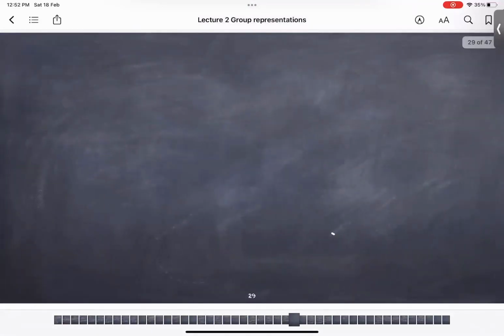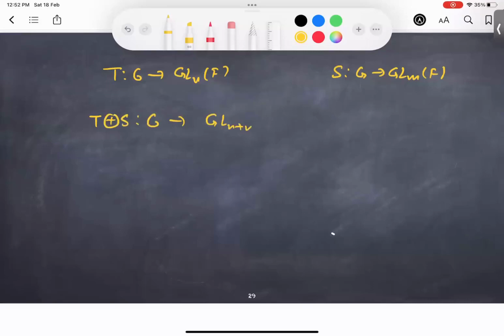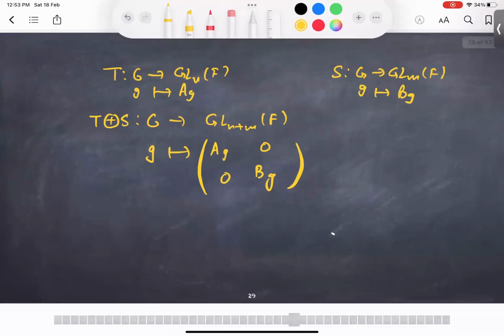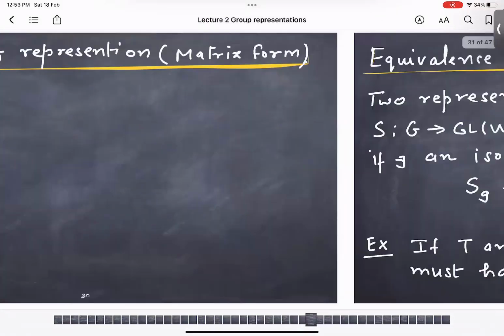So in the matrix form, what I am saying is that if I have one representation from G to GLN(F), and another representation from G to GLM(F), then you have this mapping from G to GL(N plus M)(F), by mapping G going to AG here and G going to BG here. In the matrix form, you look at this block matrix. If AG and BG are invertible, N cross N and M cross M, then this is an invertible matrix of size N plus M cross N plus M. You just blow up the sizes and then you get the direct sum of two representations.